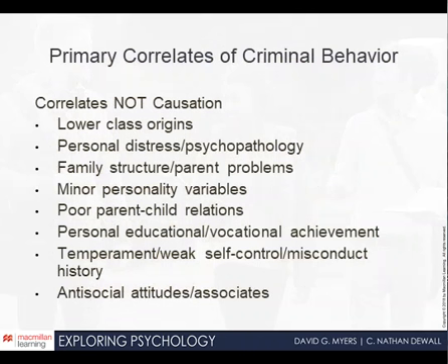The primary correlates of criminal behavior. Remember, correlation does not imply causation. Lower class origins, personal distress or psychopathology, family structure or parent problems, minor personality variables, poor parent-child relations, personal educational or vocational achievement, temperament, weak self-control and misconduct history, and antisocial attitudes and associates.